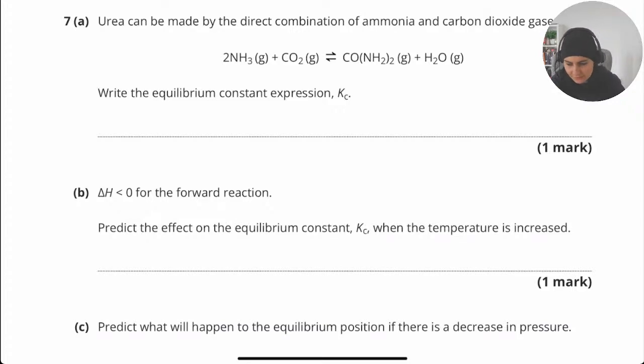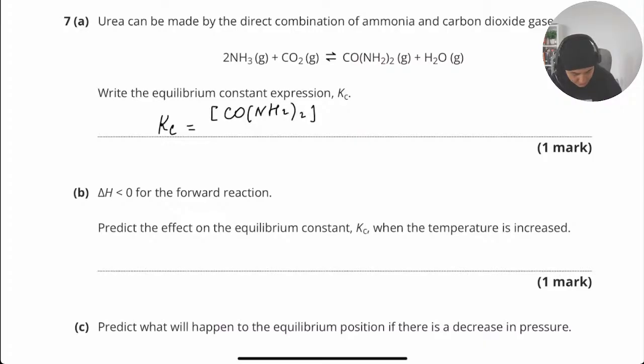All right, let's start. Question 7. We have an equilibrium, and we need to write the equilibrium constant expression Kc. So we remember what Kc is. Kc is the equilibrium constant. It is written as the equilibrium concentration of the products to the power of their coefficients over the equilibrium concentration of the reactants. So Kc for this reaction is products over reactants.